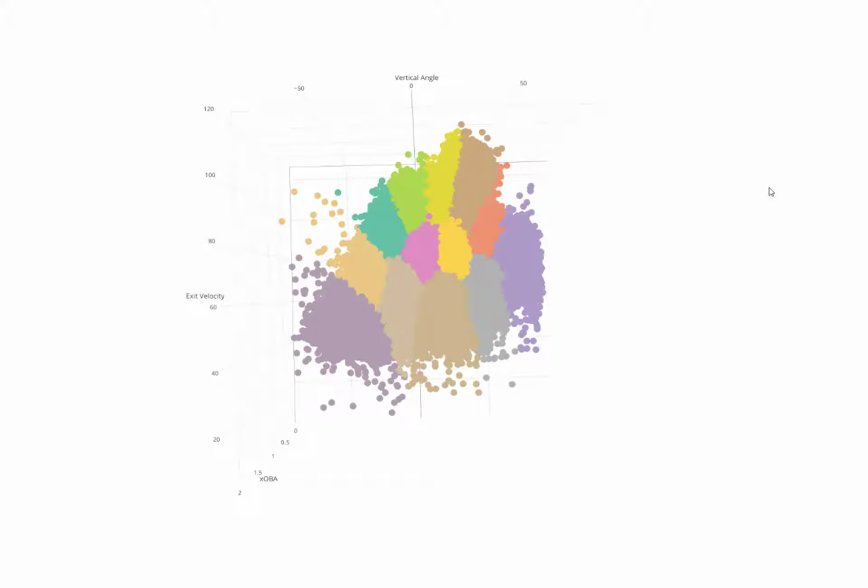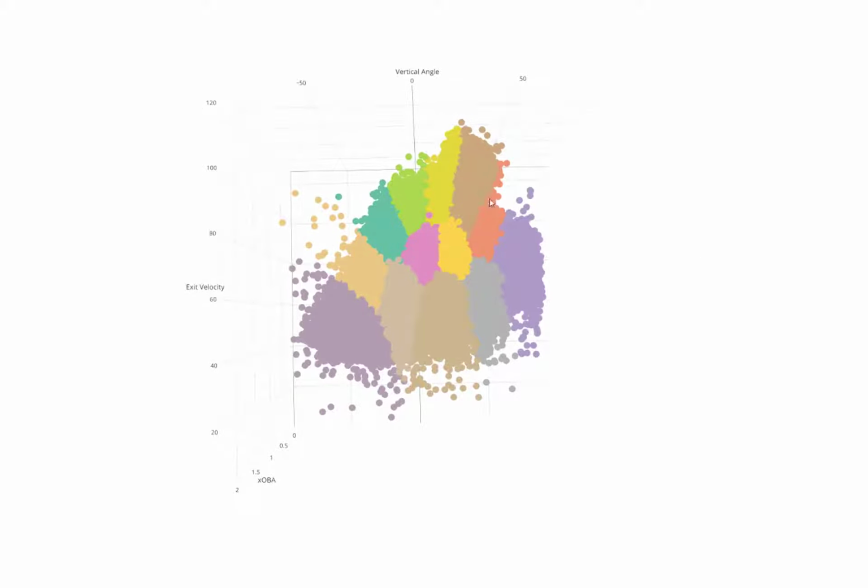Just messing around with k-means plots and Plotly today. I'm looking at xwOBA, exit velocity, and vertical angle. And in the k-means, I found that a k of 13 is giving me the best results right now. I don't know if that's the correct k to use, but it looks good.